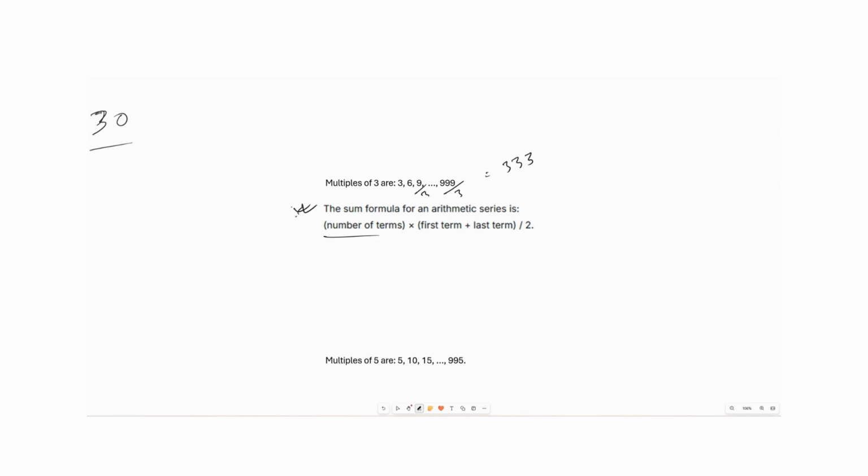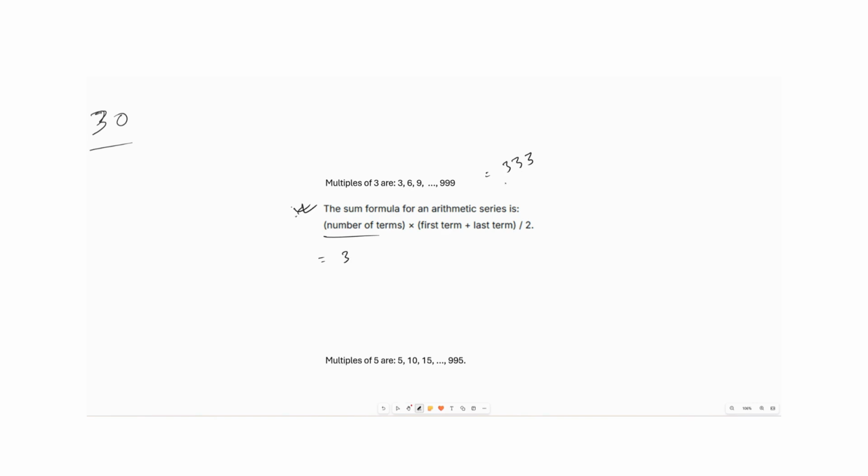Just divide 9 by 3, so you will get 3. So 3 is the series length, right? If you divide 6 by 3, you will get 2. 2 will be the series length, right? So this is how we can make it. Okay, so we know the number of terms. So in this case, 333. So this is the number.